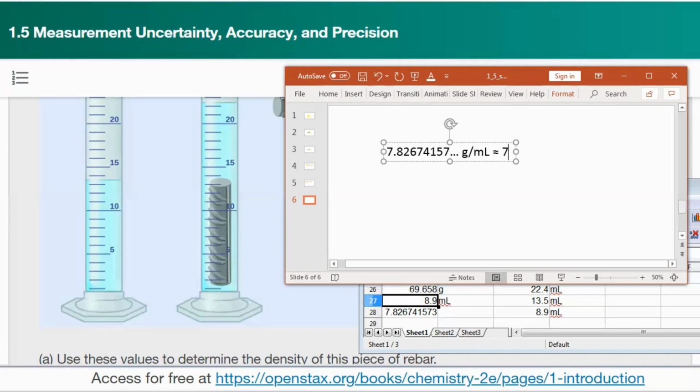And so the first number is a given. The second one depends, do we round up or down? That depends on the number after the last significant figure that we're keeping. Since it's less than 5, we round down. And so that should be 7.8 grams per milliliter.